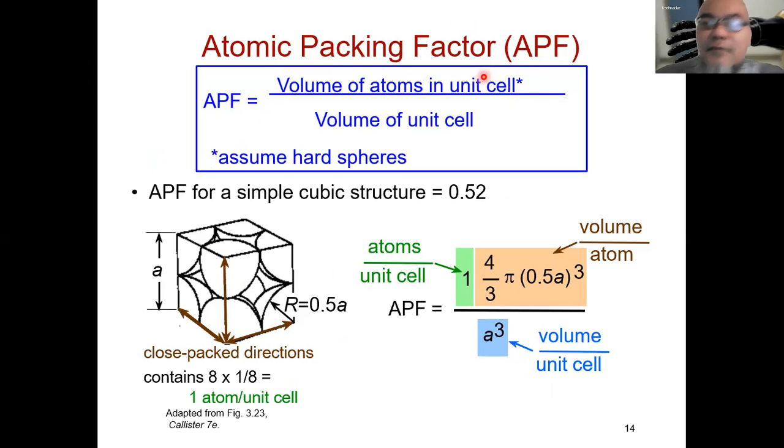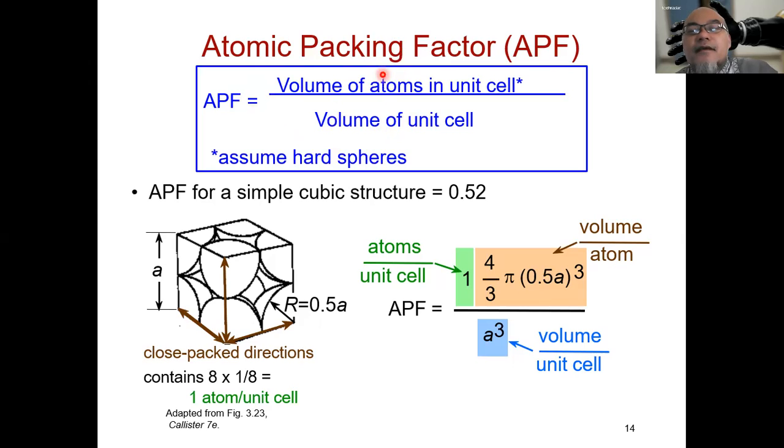It is called the atomic packing factor. The atomic packing factor is defined as the volume of atoms in the unit cell divided by the volume of the unit cell. So it is a fraction. The higher the fraction, the more space in that unit cell is occupied by atoms, and it means the atomic packing factor is larger.